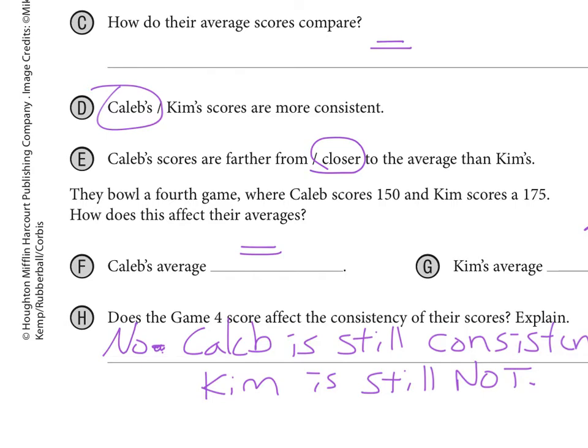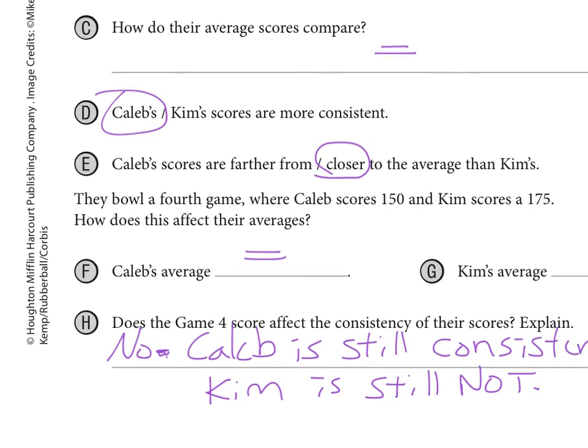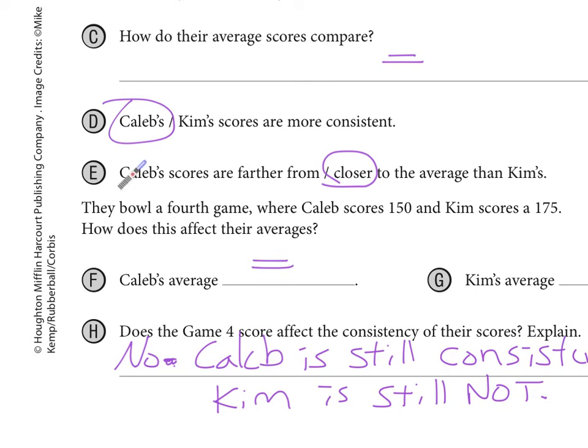So Caleb or Kim's scores are more consistent. I put Caleb's because all of his scores pretty much are right on 150, whereas Kim has a 120 score in there and then 189, which is not consistent. Caleb's scores are farther or closer, I circled, to the average than Kim's.